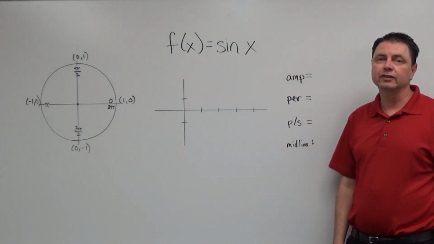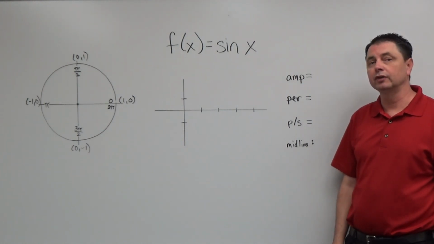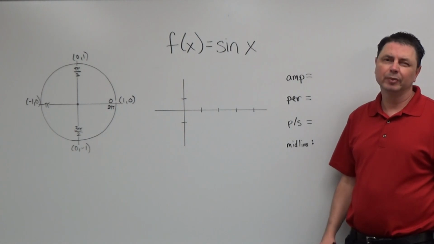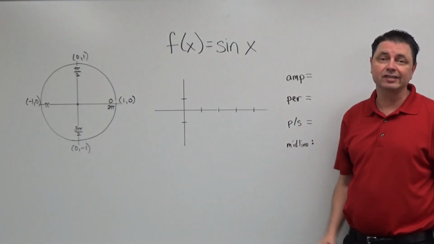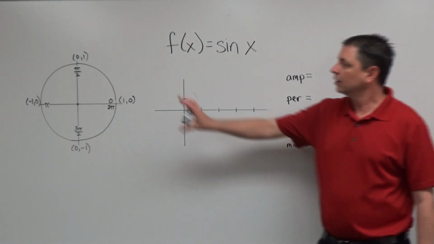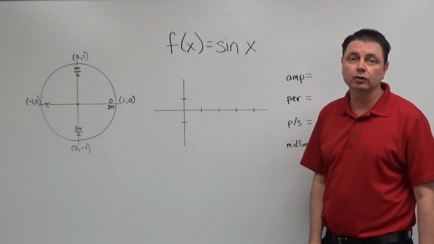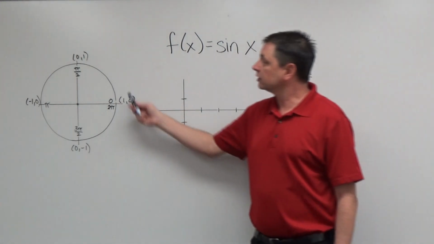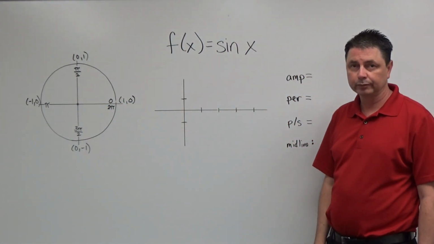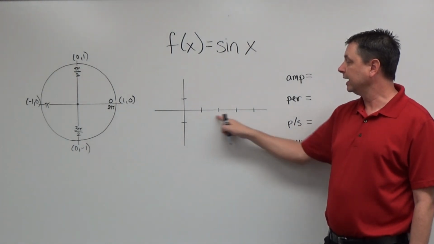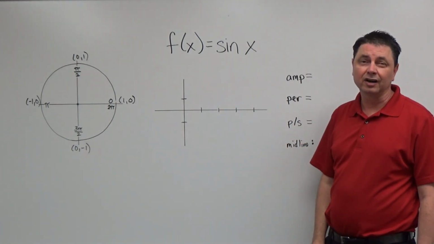We are going to graph the sine function as a parent function and later manipulate it with transformations. We begin with f of x equals sine of x. We're going to use primarily the unit circle and mostly the quadrant angles and their coordinates. We're going to begin by marking the scale on our x-axis.